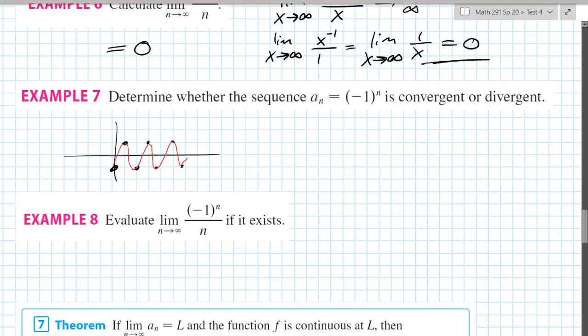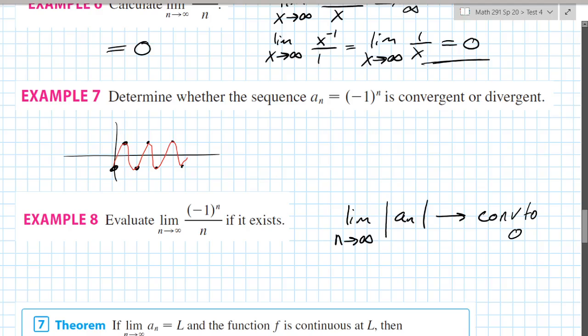Next one, evaluate the limit if it exists. This one we can use the theorem that we saw previously that says if we take the absolute value of a sub n, and if it converges to 0, then the alternating sequence would also converge to 0.